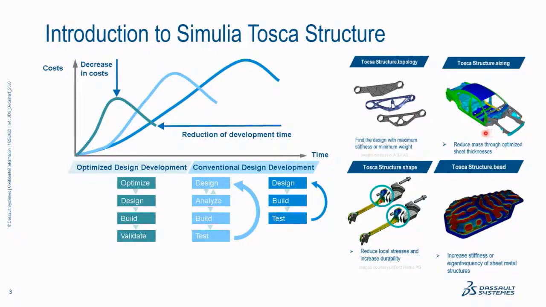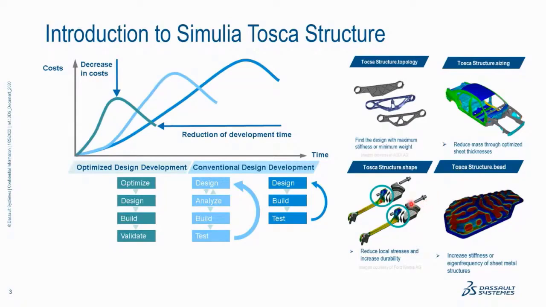Then there is the Tosca structure sizing. And here we want to provide an optimum thickness distribution. This is usually used for body in white structures or other sheet metal parts, and also somewhere in the beginning stage of the design.